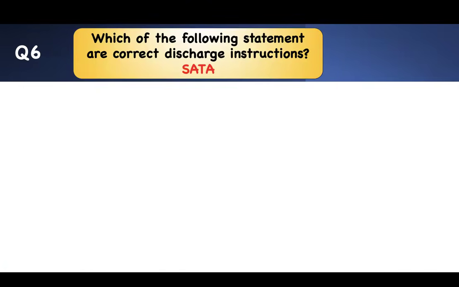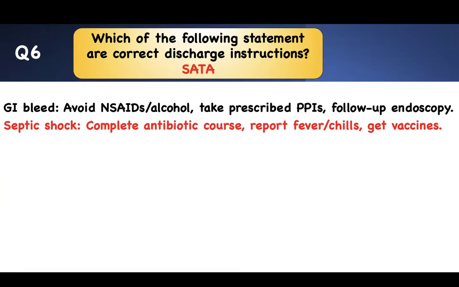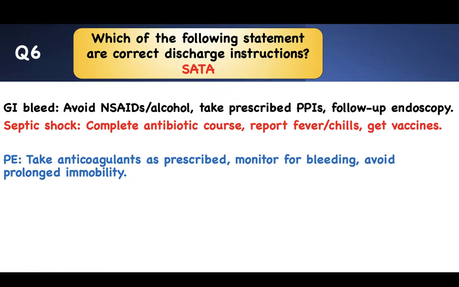And the last question. This one is interesting because it's all the things you know. You take each client and figure out whether the instruction we're providing is appropriate. This is client 1. Client A, GI bleed. Should they avoid NSAIDs? Should they avoid alcohol? Should they take their PPI and follow up with endoscopy? Think about it. Client B, septic shock. Should he continue with the antibiotic, report any fever and chills, and get vaccination?